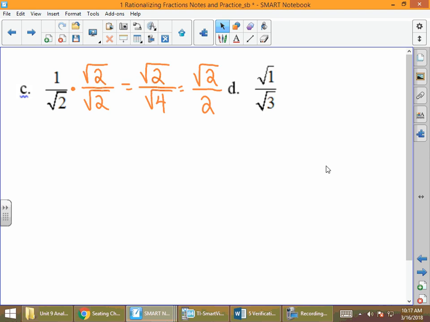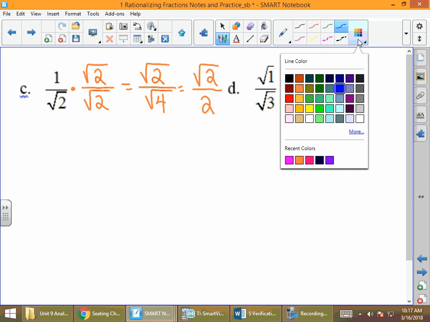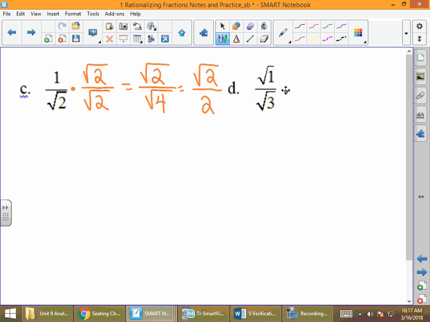Letter D. Technically, we can take the square root of 1, but our main goal, once again, is to get rid of the radical in the denominator. So let's multiply the denominator by the square root of 3, because that's what's in the denominator already. And if we multiply by the square root of 3 in the bottom of the fraction, we need to multiply by the square root of 3 in the top of the fraction. And then we multiply. 1 times 3 is 3. And 3 times 3 is 9. Still both underneath the radical.